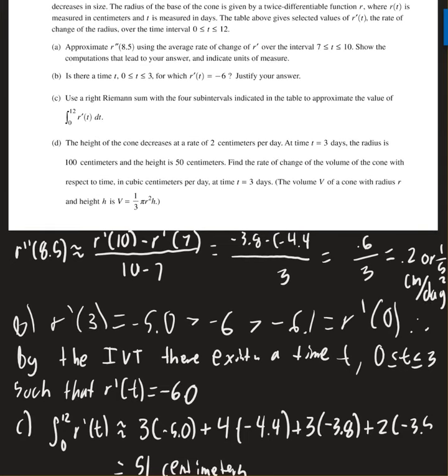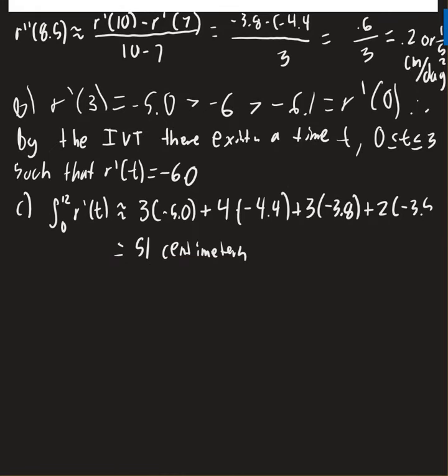For part D, the height of a cone decreases at a rate of 2 centimeters per day. At time t equals 3, the radius is 100 centimeters and the height is 50 centimeters. Find the rate of change of the volume of the cone with respect to time in cubic centimeters per day at time t equals 3.